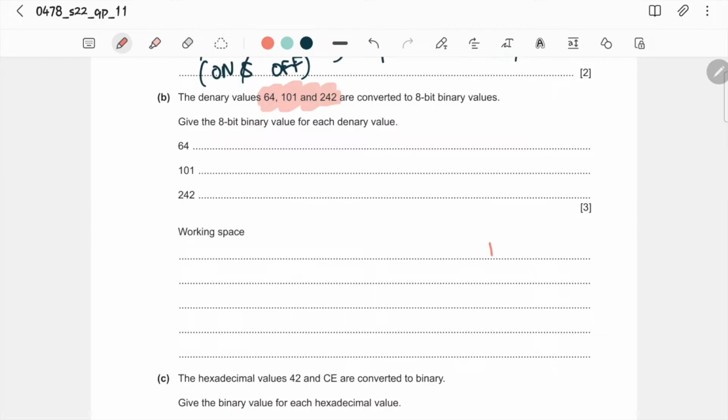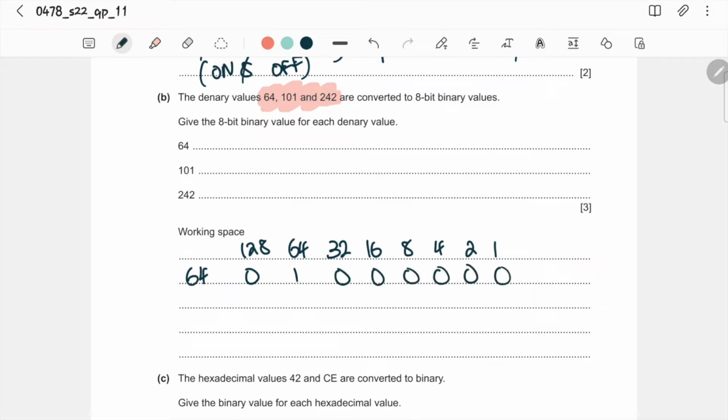Best way to do this, I'm going to write this method: 1, 2, 4, 8, 16, 32, 64, 128. Let's start off with 64. We need to make 64 with these values. So 0, 1, 0, 0, 0, 0, 0, 0. That's the first one: 2 zeros and then 4 zeros.